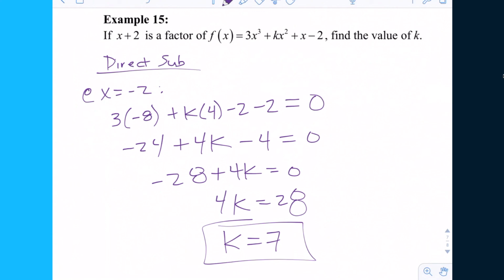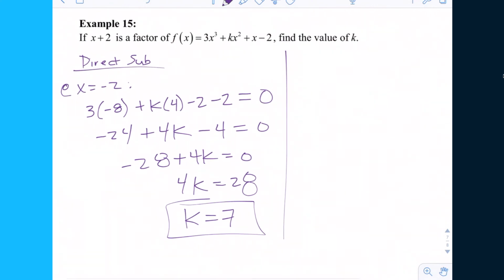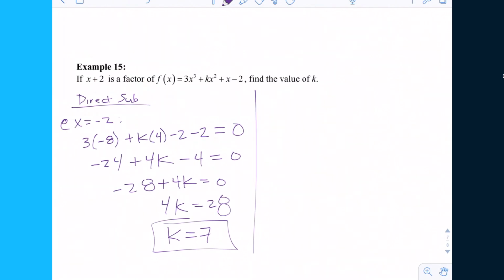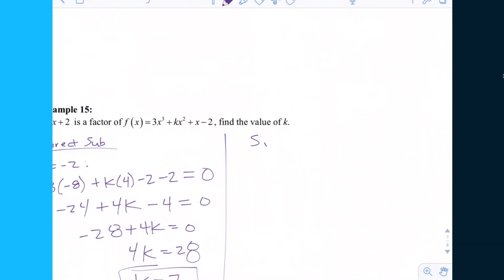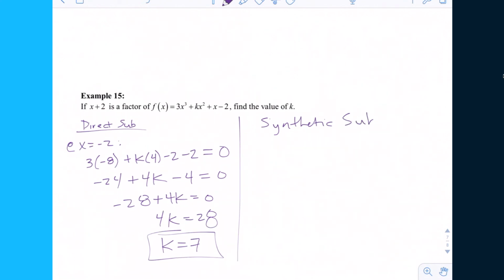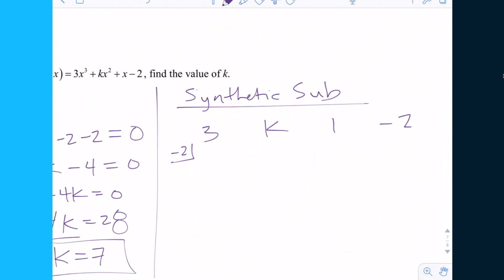Got it? Now this one you could also do synthetically because 3 is a pretty small manageable exponent rather than 1,000. If this was to the 1,000th degree, this is how you would do it. But here's what it would look like synthetically. Just some of y'all like to see another method. But notice that the direct sub worked pretty well there. So you don't have to do it this way. You would write out the coefficients 3, k, 1, negative 2. And now we would synthetically substitute a negative 2.